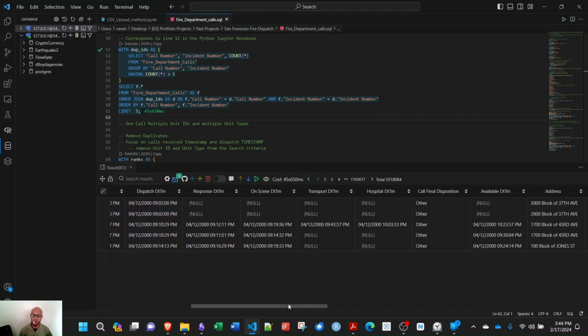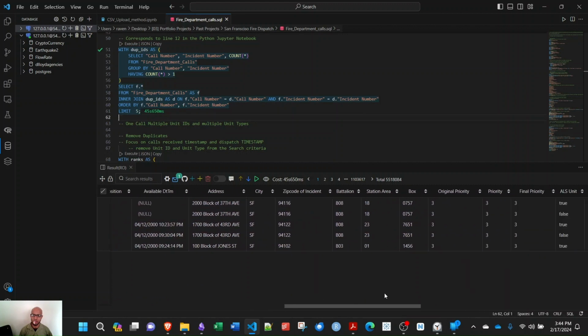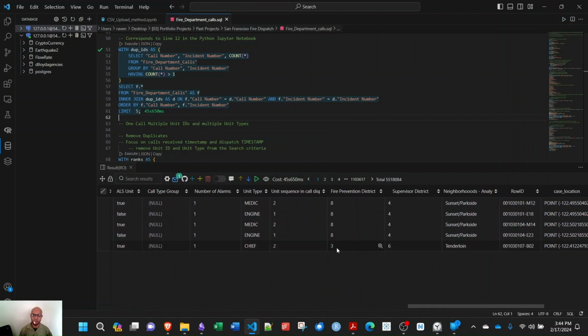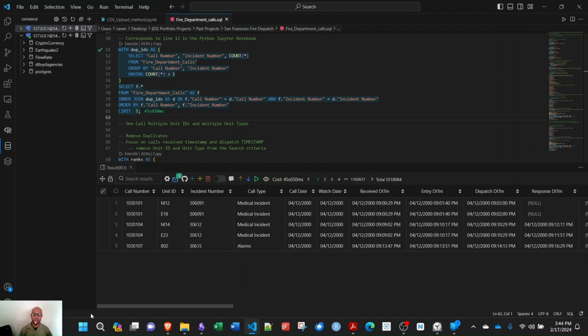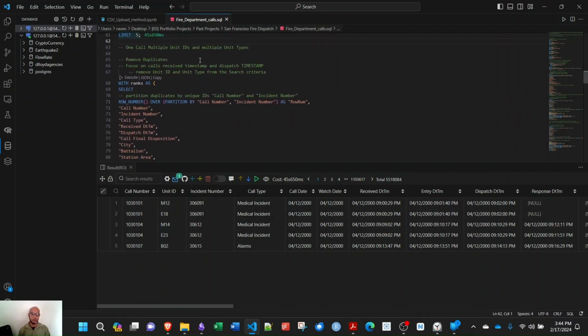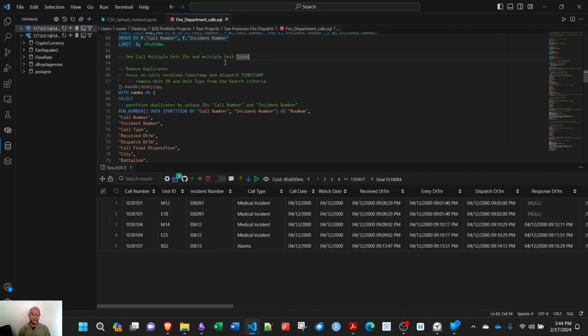Now you can see all the columns I didn't have in the Python dataset since I was using a Jupyter notebook. But yeah, unit sequence is going to be different. Unit type is going to be different. Here it's a medic, here it's an engine. The data dictionary that came with this data set actually tells you that the unit ID corresponds to the unit type. So M, medic, E18, engine, fire engine. That's going to make sense. So on one call you have multiple unit IDs and multiple unit types.